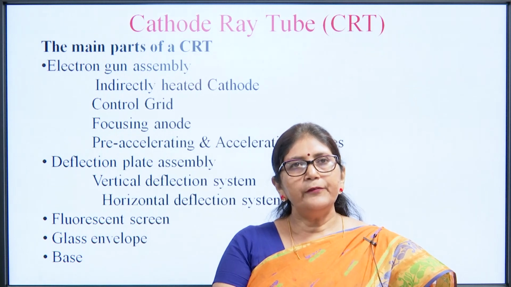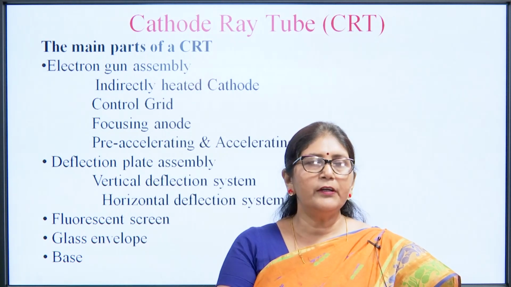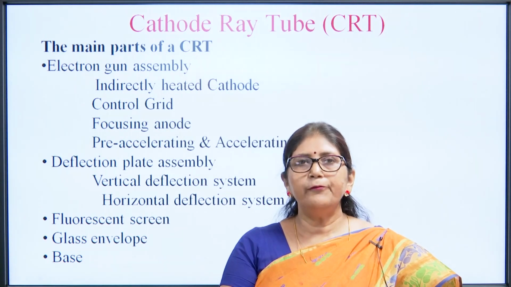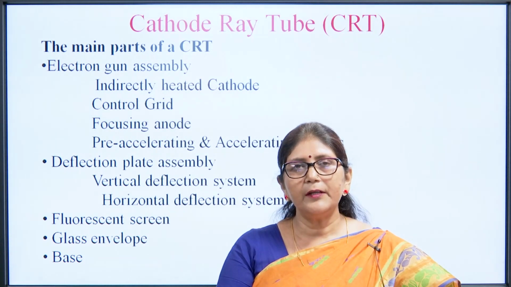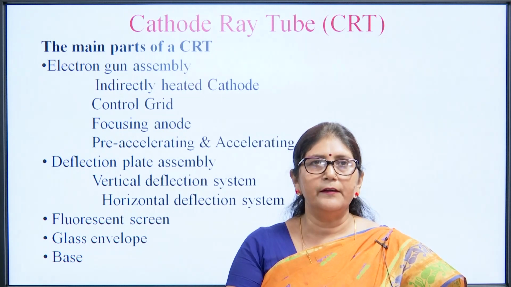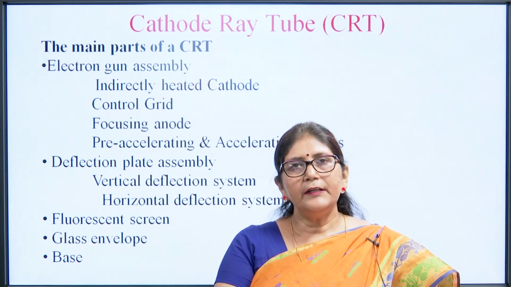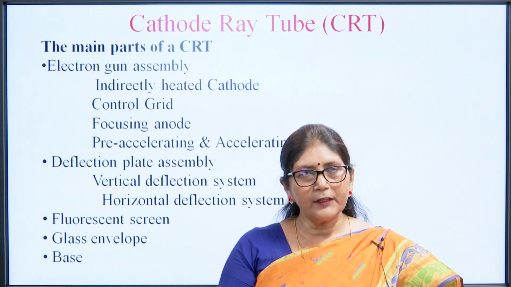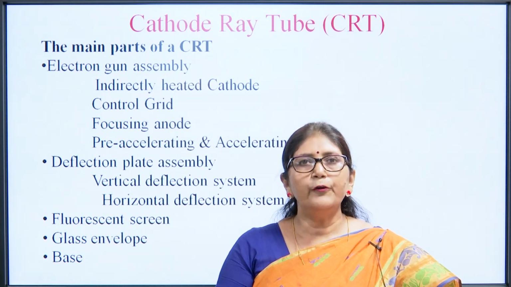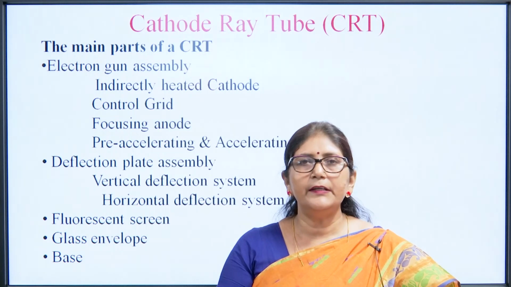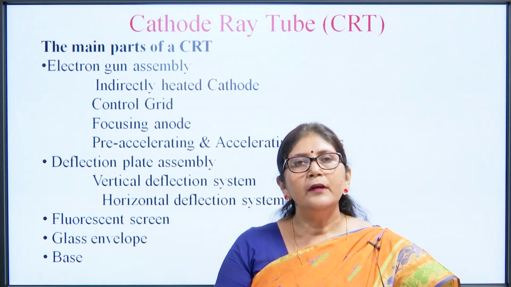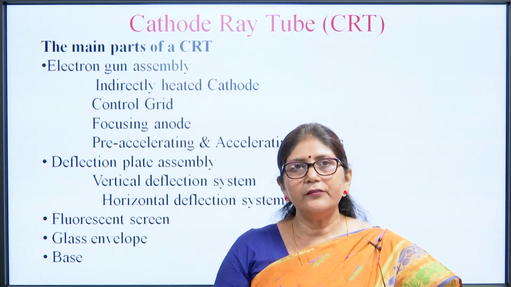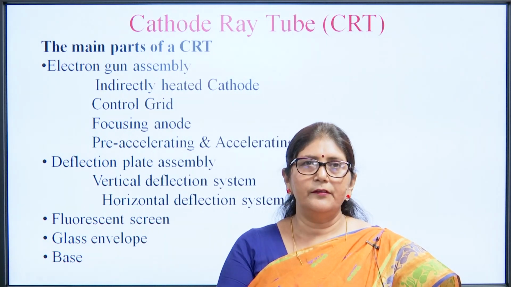The main part of the CRT is the electron gun assembly. The parts are the electron gun assembly, deflection plate assembly, fluorescent screen, glass envelope and the base of the CRT. In the electron gun assembly, the basic components are the indirectly heated cathode, control grid, focusing anode, pre-accelerating and accelerating anode. The deflection plate assembly consists of the vertical deflection system and the horizontal deflection system.